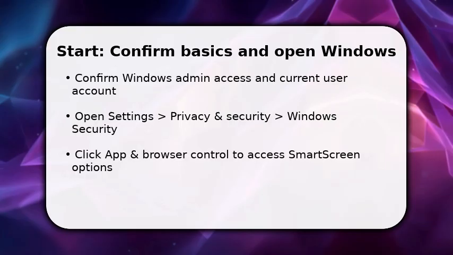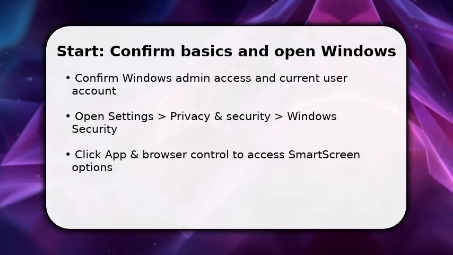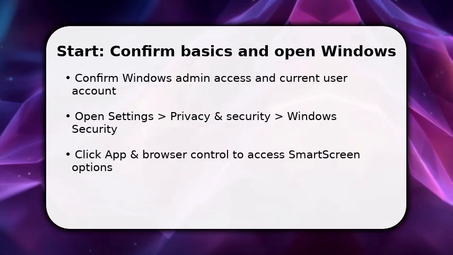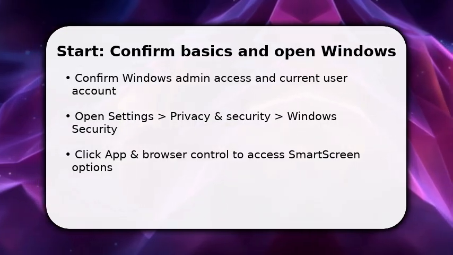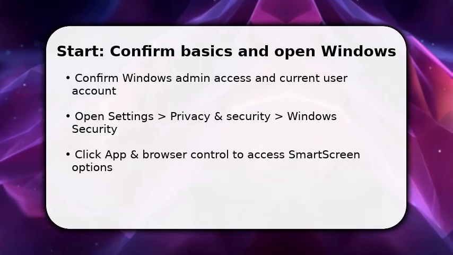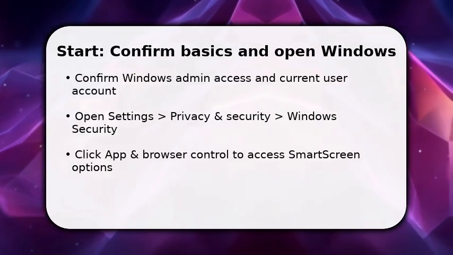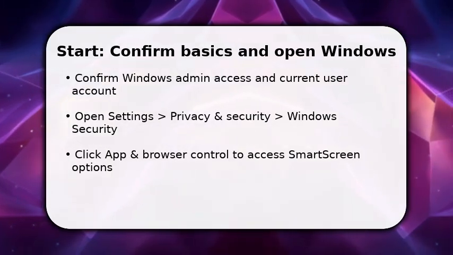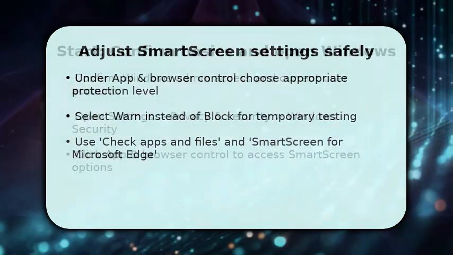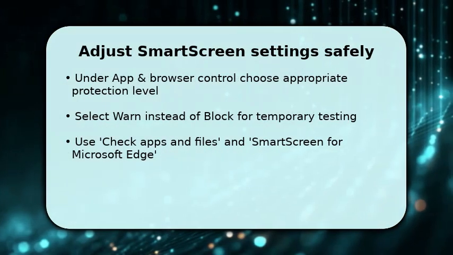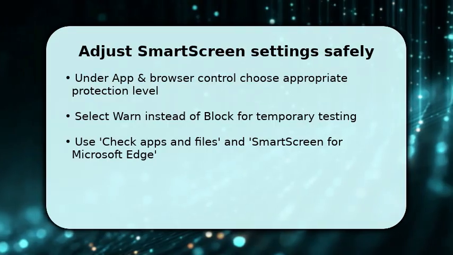Once the page opens, make sure you understand which Smartscreen is active: Microsoft Edge, Microsoft Store Apps, or Windows Explorer. Now proceed to the specific control you need to change. Do not skip verifying which area blocked your file before you change the protection one step at a time so you can test results and stay secure.